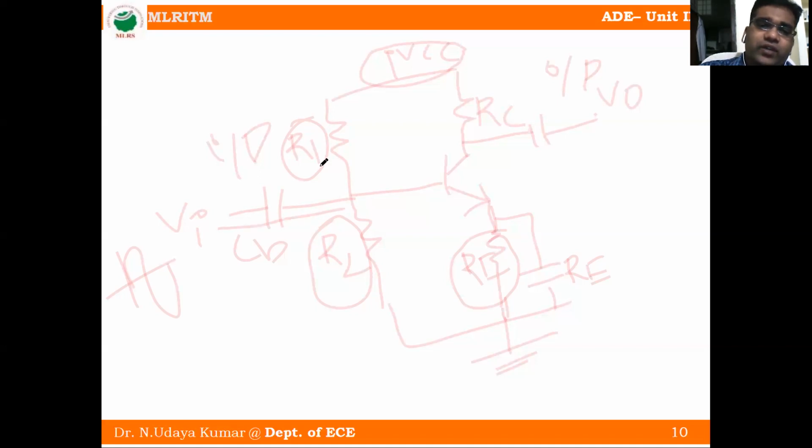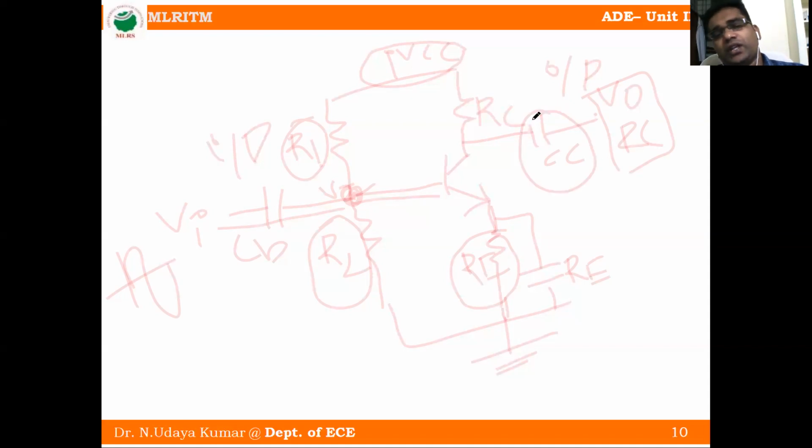Because of the R1 R2 voltage divider, we will get a voltage V2, the voltage divider voltage. Because of this voltage, the transistor can be driven into the on state. So this is CC. CC means coupling capacitor for the next stage. We will connect some other RC circuit by using this capacitor.